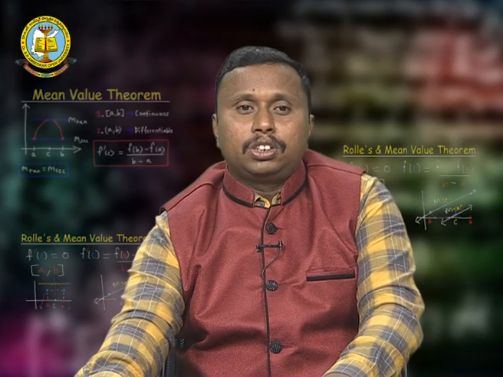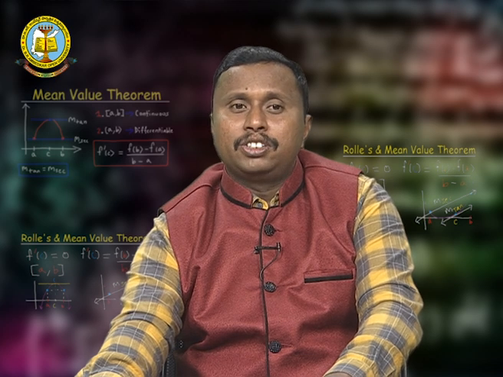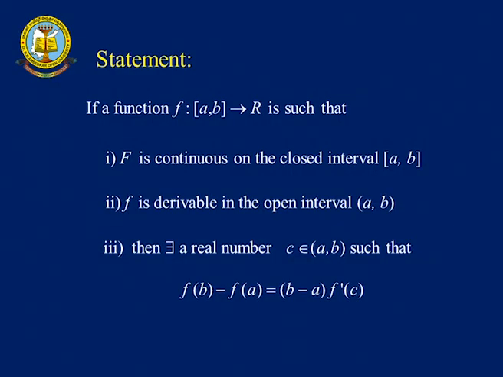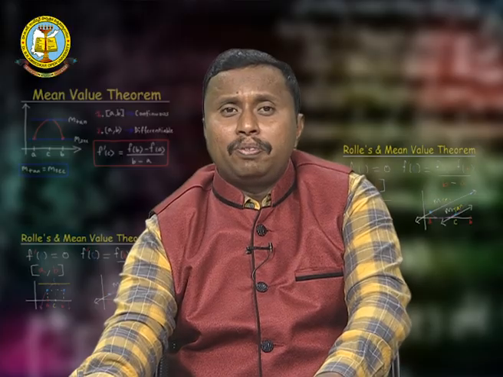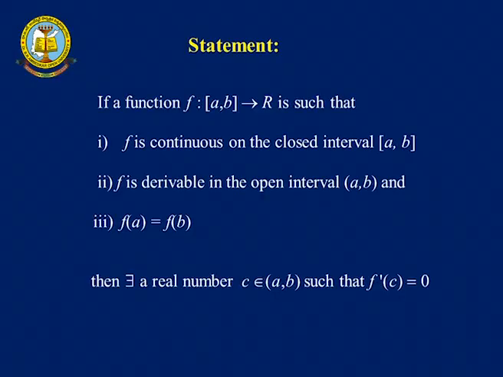So this is Rolle's mean value theorem and Lagrange mean value theorem. Once again, I will explain the statement of Rolle's theorem. In both cases, f is continuous on the closed interval [a, b] and f is derivable on the open interval (a, b). But what is the difference between Rolle's and Lagrange's theorem? In Rolle's theorem, f(a) = f(b), then there exists c in (a, b) such that f'(c) = 0.